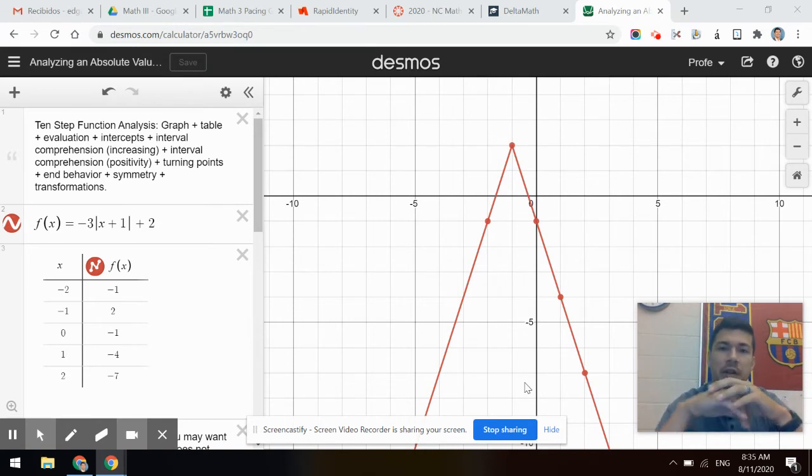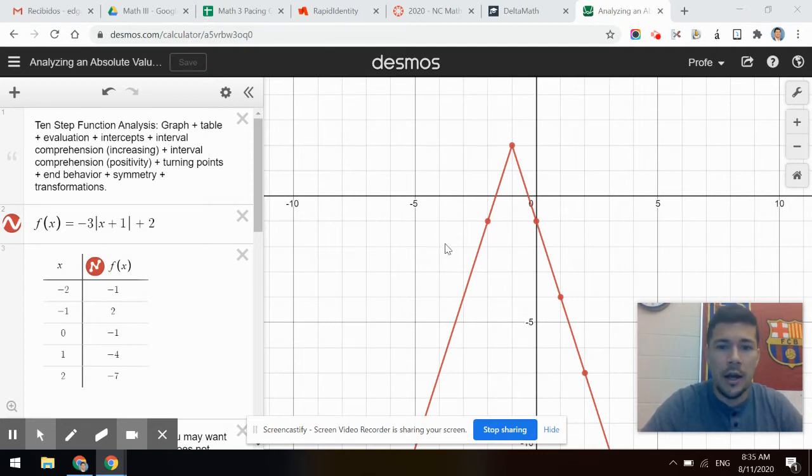The 10 pieces that you're going to be expected to analyze, really for any function. So we start with absolute value, but with any function, I'm going to expect you to have a full understanding of the graph, of the table, know how to evaluate with the function, know how to find any intercepts for the function, know two things about intervals, which is where the function is increasing and decreasing, or where the function is positive or negative. Where are the turning points of the function? What's the end behavior of the function? Where is the function symmetrical? And what are the transformations of the function? So let's get to it.